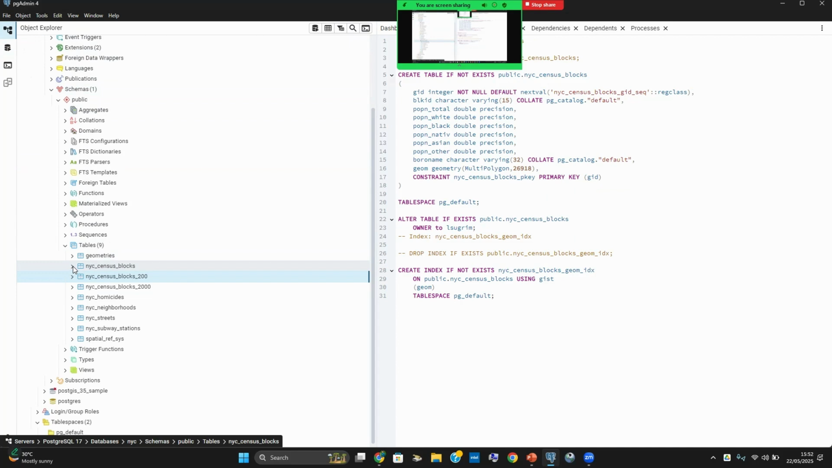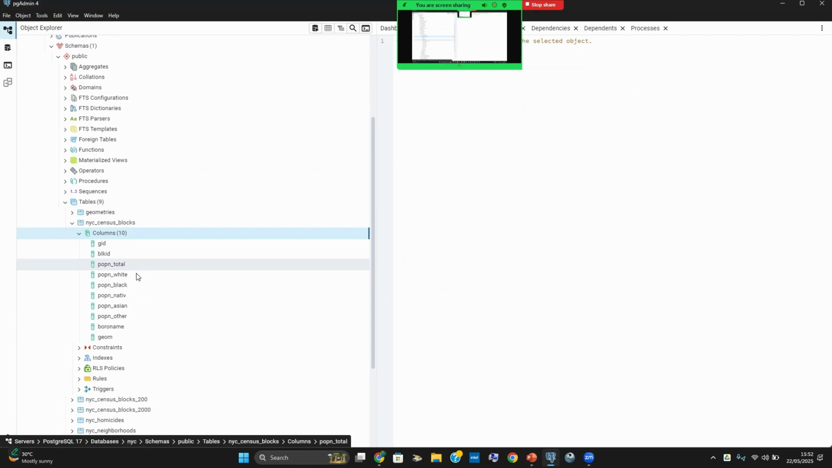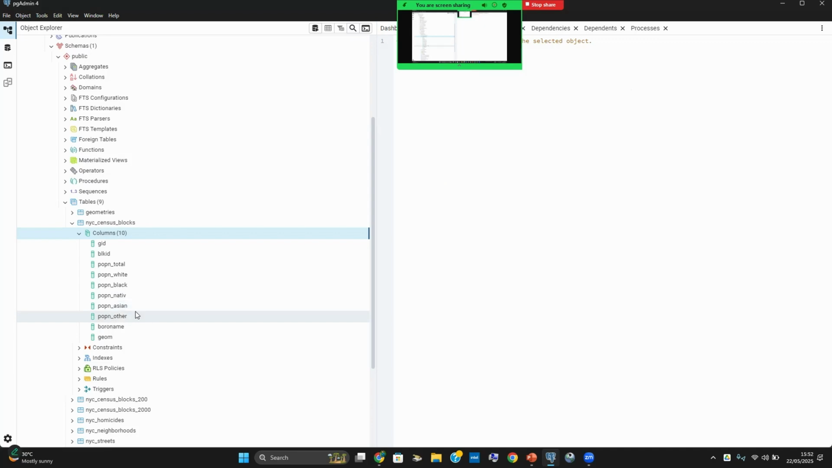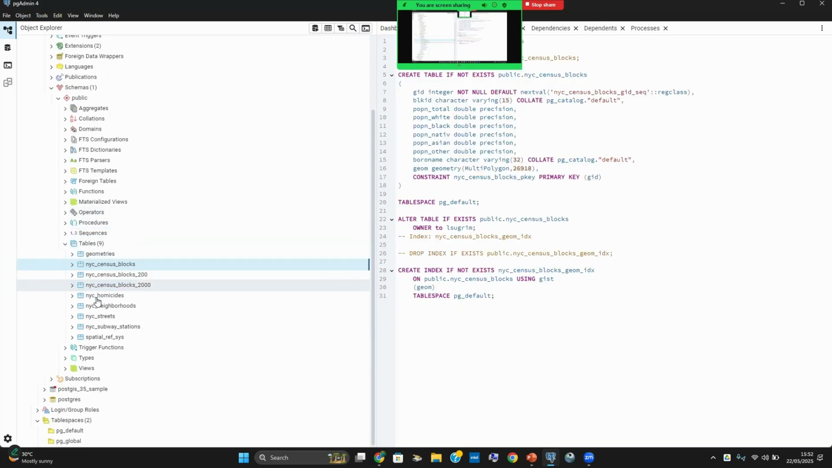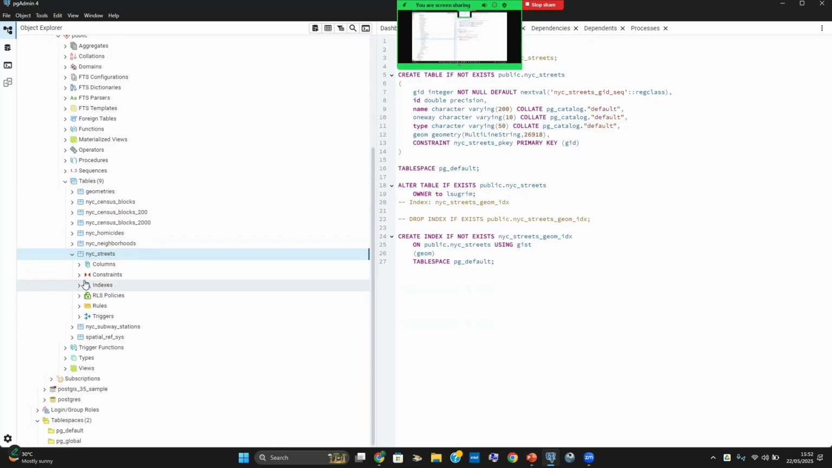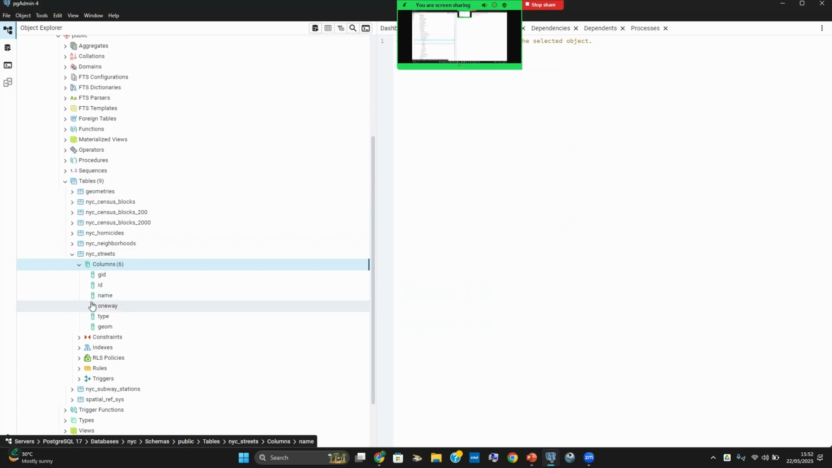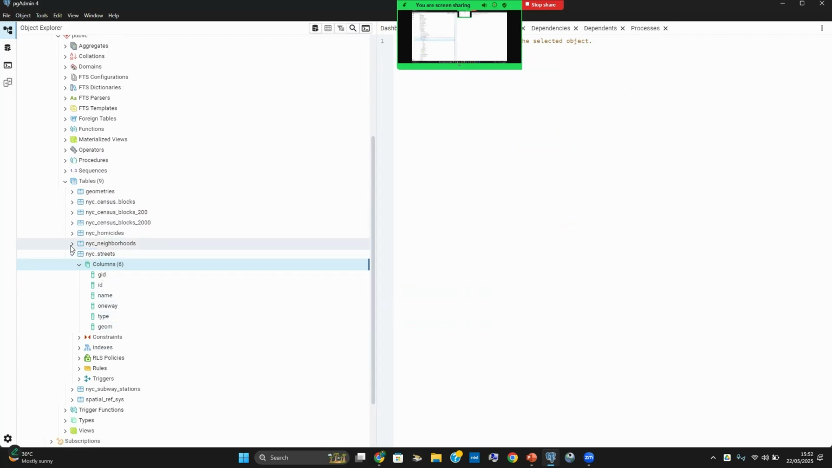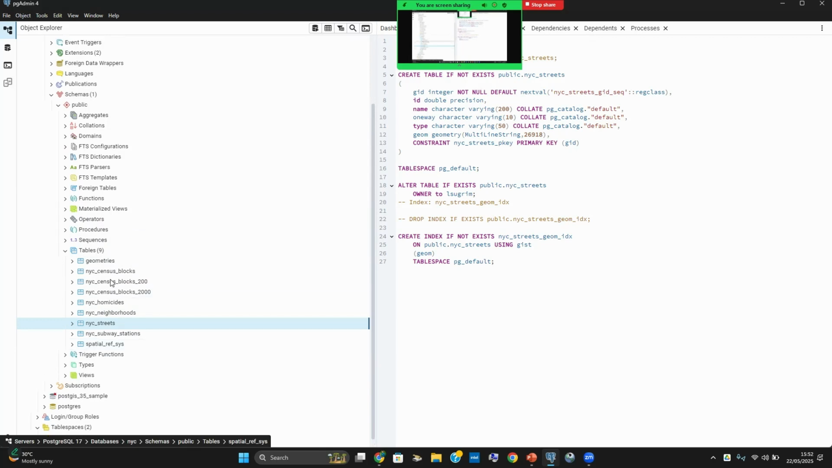So New York Census, see New York Census blocks, it has a few columns. The GID, the population total, population of white, of black, of native, of Asian, of other, their borough names, right? So these tables represent the data, right? There is the New York streets, their name, which is one way, their type, their geometries, right? And in this case, as I've said before, this database is representative of New York City. Good.